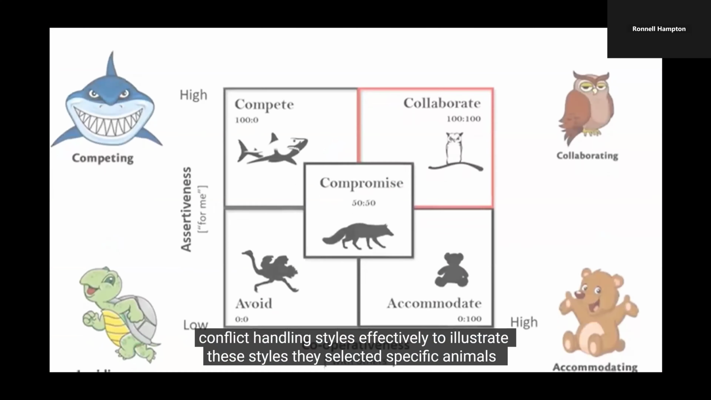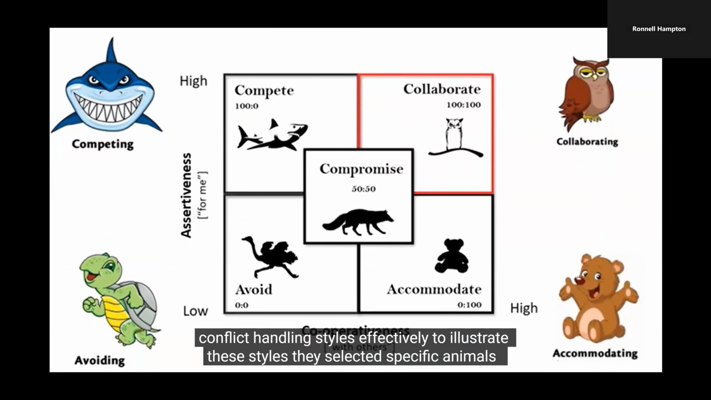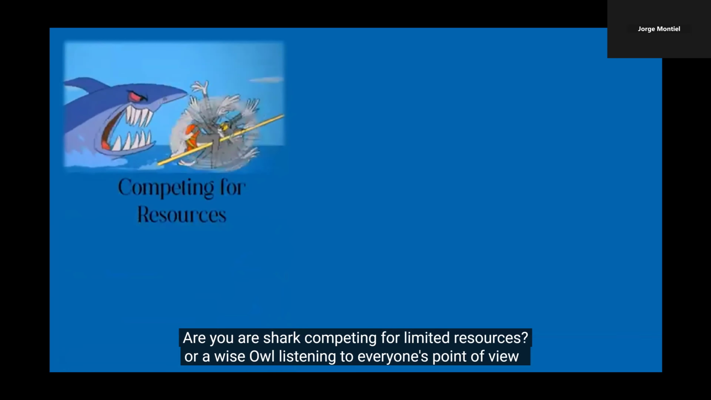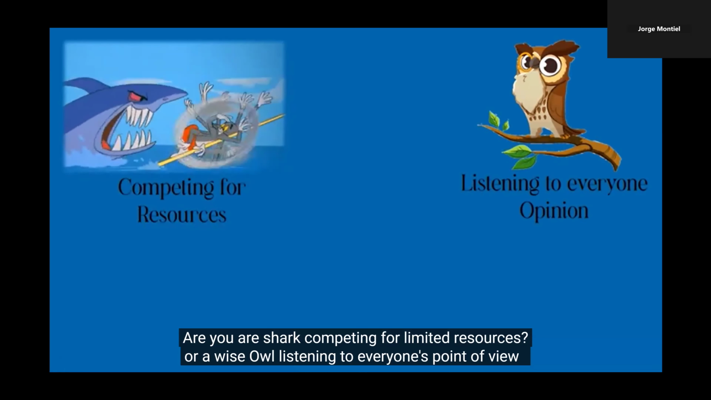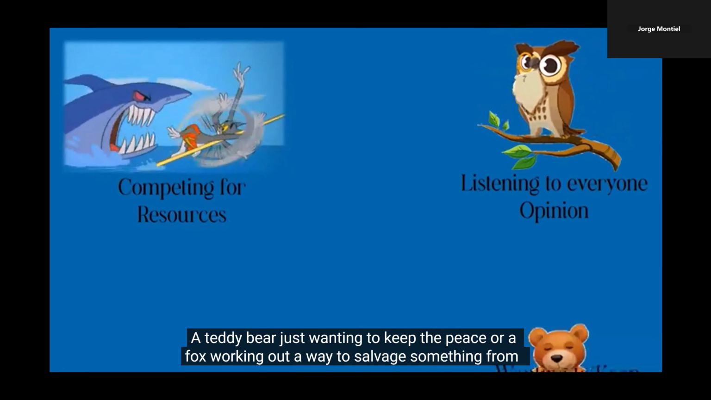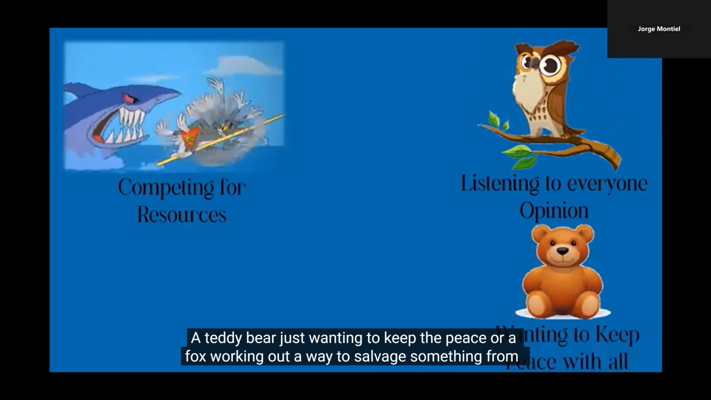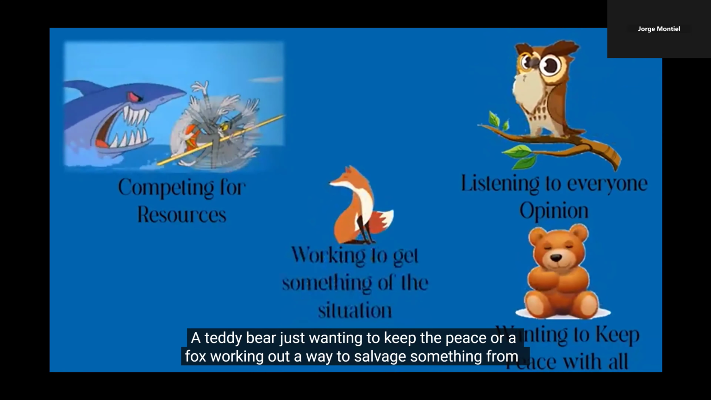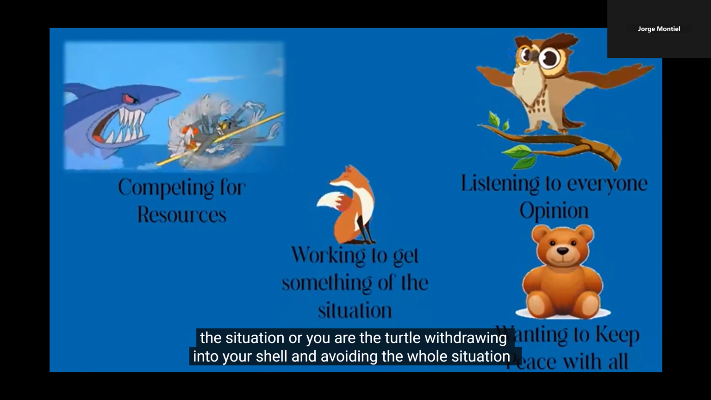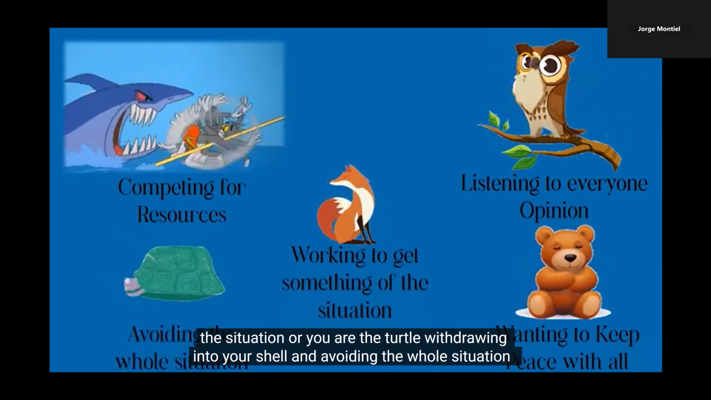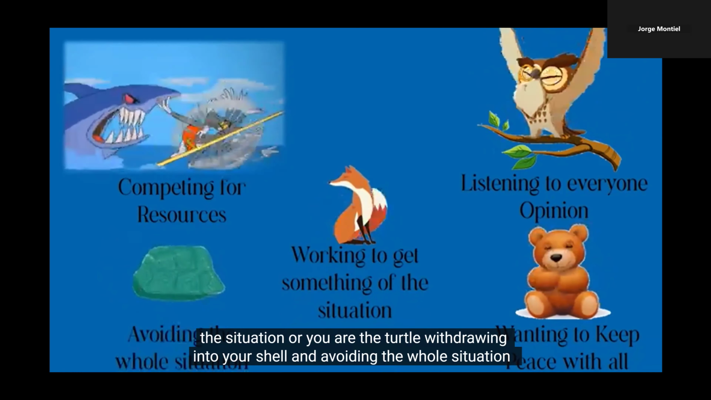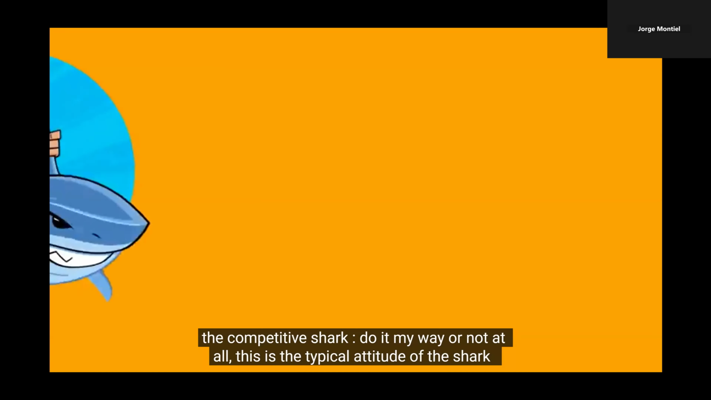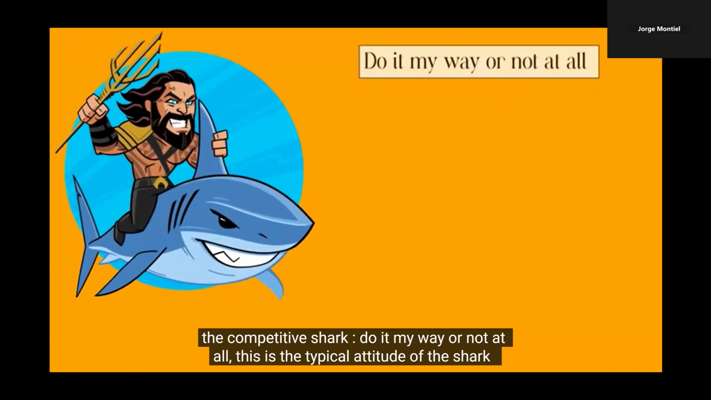To illustrate these styles, they selected specific animals. Are you a shark competing for limited resources? Or a wise owl, listening to everyone's point of view? A teddy bear just wanting to keep the peace, or a fox working out a way to salvage something from the situation? Or are you the turtle withdrawing into your shell and avoiding the whole situation? The competitive shark, do it my way or not at all.